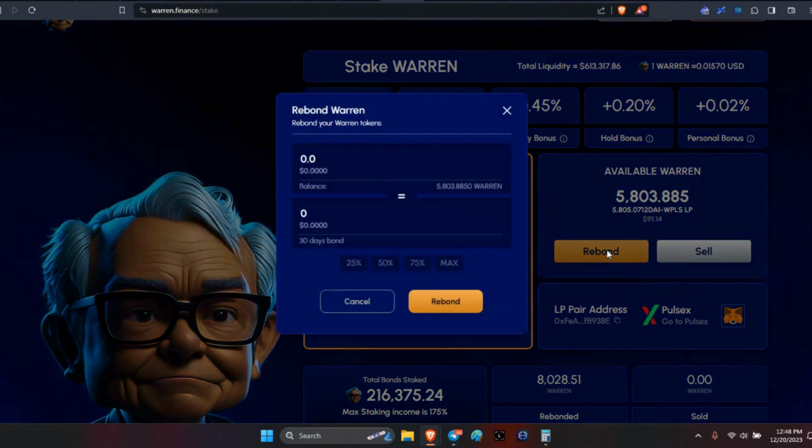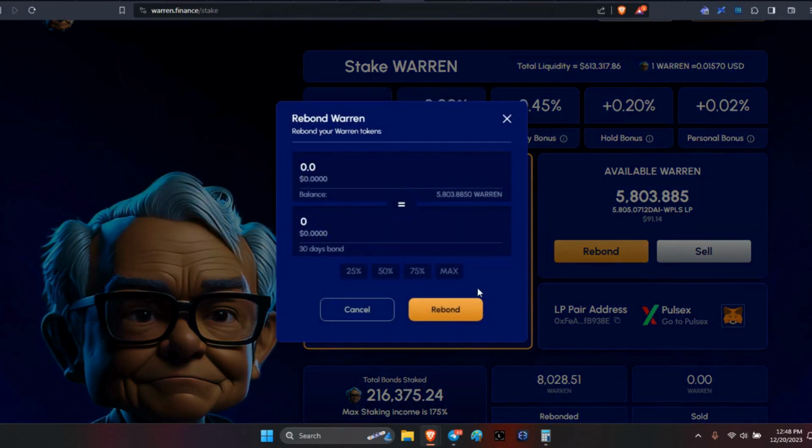So now I want to rebond the $91. So I'm going to hit rebond, and I want to hit the max. So that's $91. What it's saying here is it's going to be the $91 that's available in my Warren tokens. Then I need an additional $75.45 in tokens, or $118. And it automatically creates a 30-day bond.